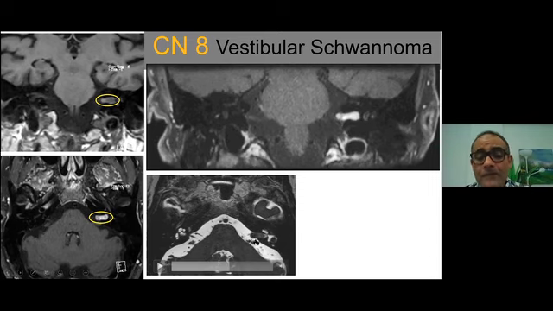is to try to measure the part in the cistern and the other part in the canal. Size matters here to the neurosurgeon, because surgeons need to know the component in the cistern compared to the other component in the canal, because the surgical approach will be different.